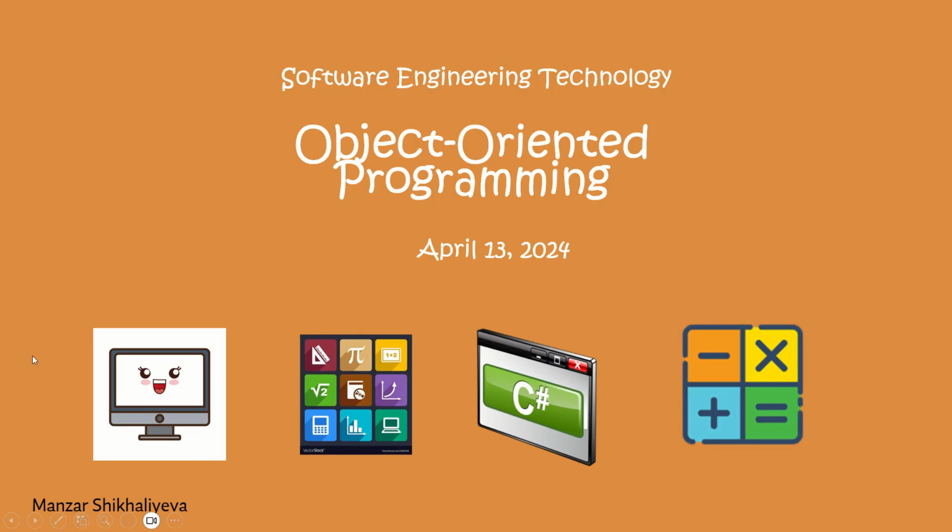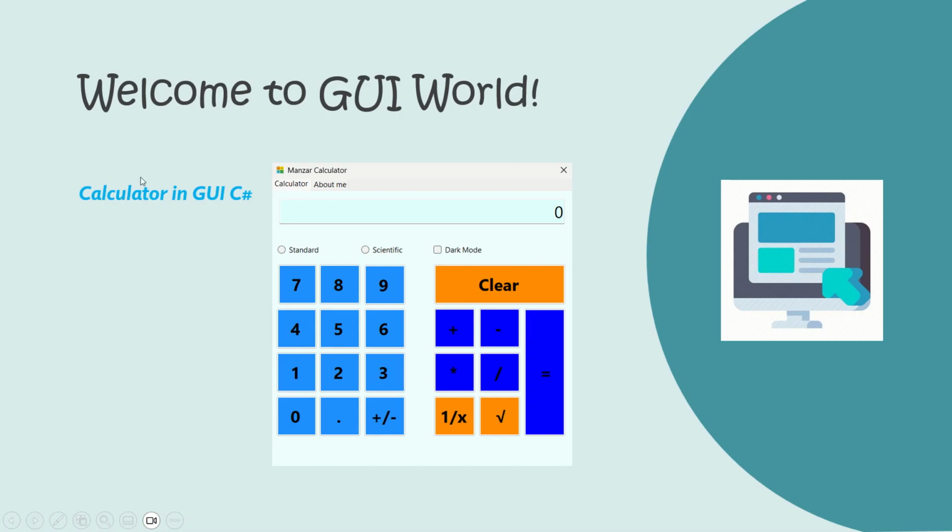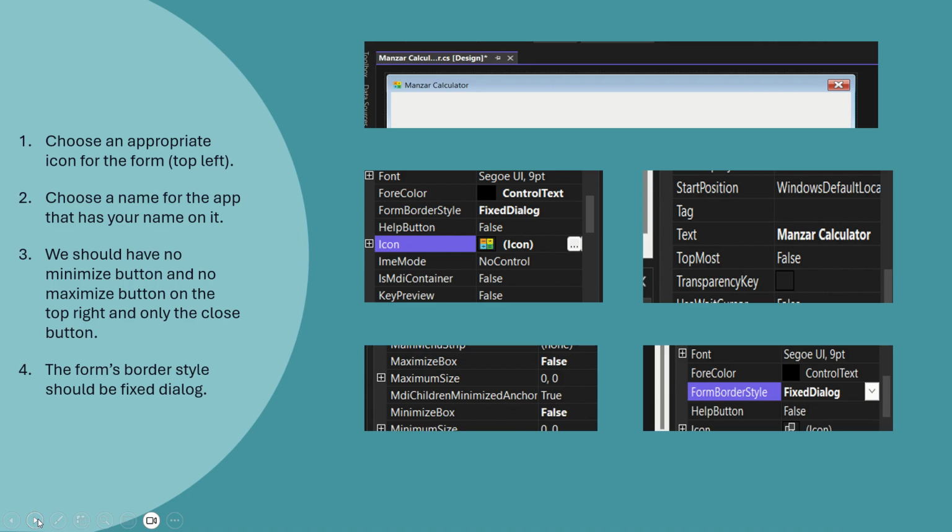My name is Mazer Shkalieva, and I'm a student of software engineering technology. My course is object-oriented programming, and I'm going to show you the application that we created in GUI C Sharp. This application is a calculator with basic functions. Let's start from scratch.